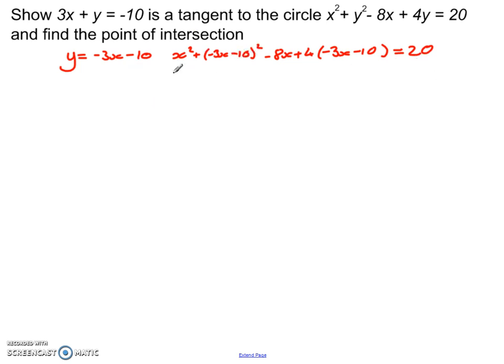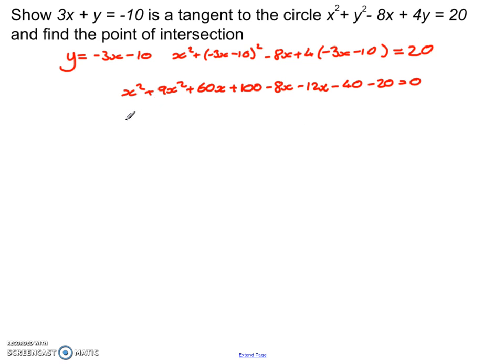Now that I've got that, it's just a case of multiplying out the brackets, simplifying it, and setting it equal to 0. So multiply out these brackets, you get x squared plus 9x squared. You've then got plus 30x plus another 30x, so that's plus 60x. You've then got minus 10 times minus 10, which gives you plus 100. I've got my take away 8x, which is there. I've then got plus 4 times negative 3x, well that gives me minus 12x. Then I've got 4 times the negative 10, that gives me minus 40, and I'll shift the 20 over to here, that gives me minus 20, and that whole thing equals 0. So now simplify this and get all the terms together and see what happens.